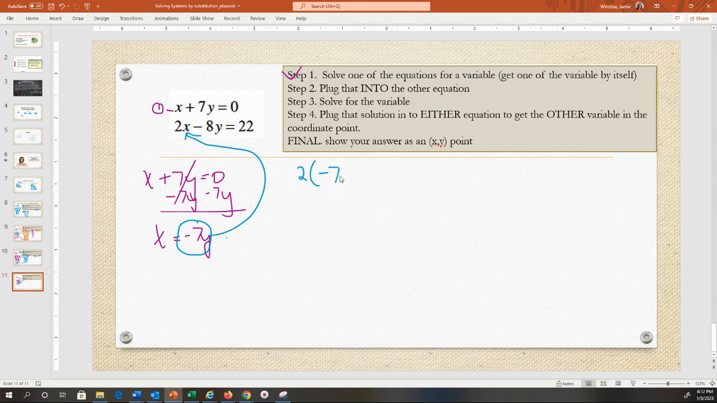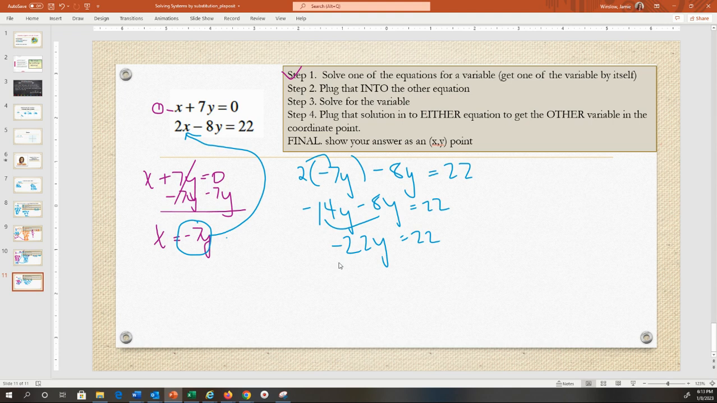And we'll get 2 times negative 7y minus 8y equals 22. 2 times negative 7 is negative 14. We can combine like terms. That's negative 22y equals 22. Last step, we'll divide both sides by negative 22. You get negative 1 for y. Okay, there's our y value.